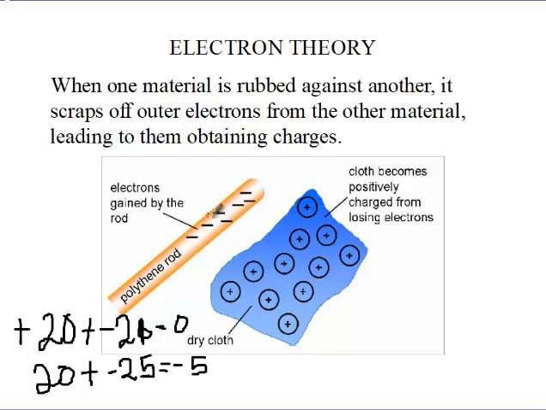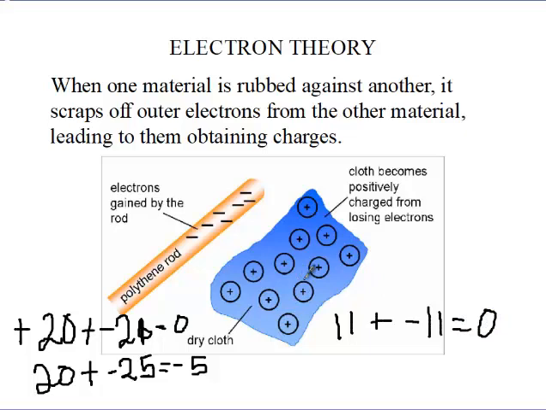Now this negative 5 means that the electrons gained are going to affect the polythene rod, and the polythene rod will ultimately become negatively charged. Now this cloth also lost electrons. How many protons are there? 1, 2, 3, 4, 5, 6, 7, 8, 9, 10, 11. So 11 protons. For the cloth to be neutrally charged, there must be 11 electrons. That is going to give us 0.